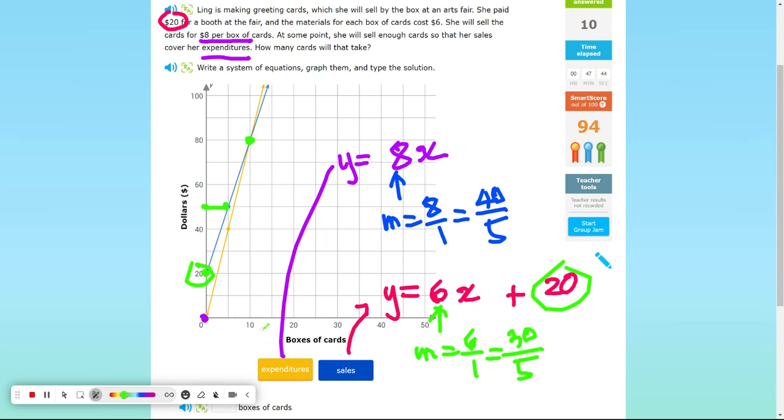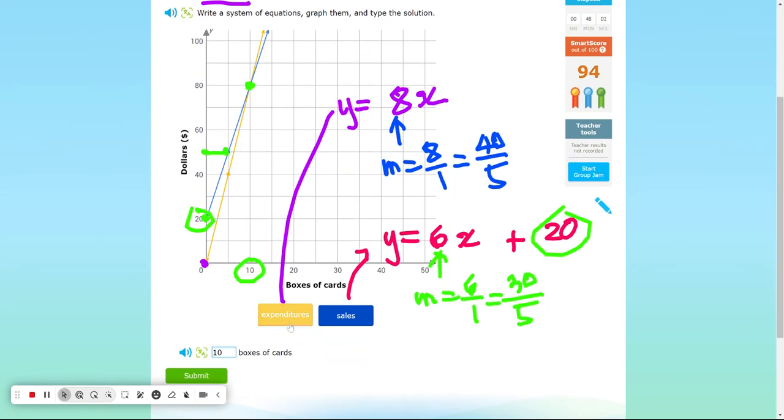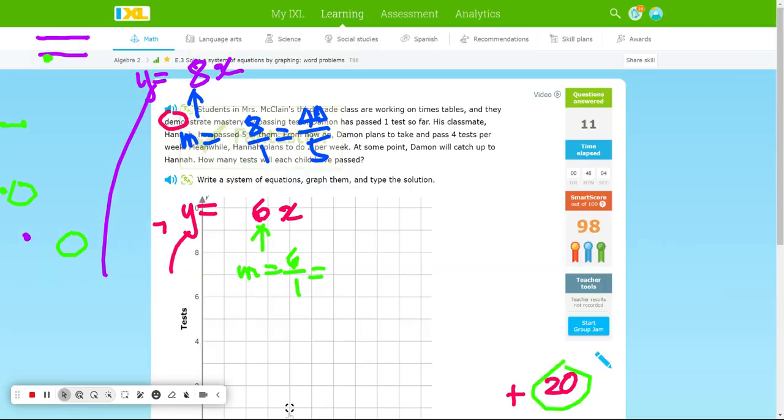Ling has to make 10 cards. She has to make 10 cards. So I go to my answer box over here. I put down number 10, and I submit. All right, fantastic.